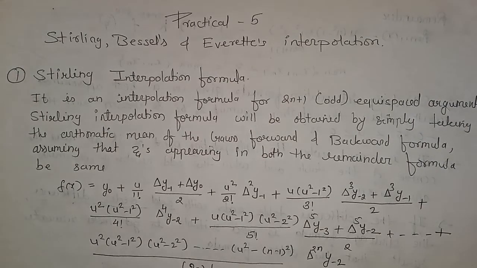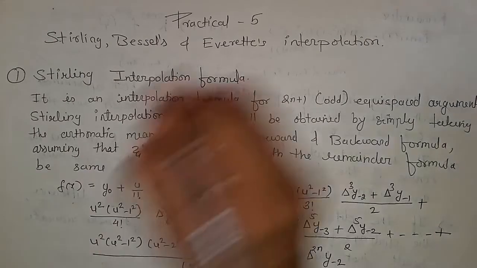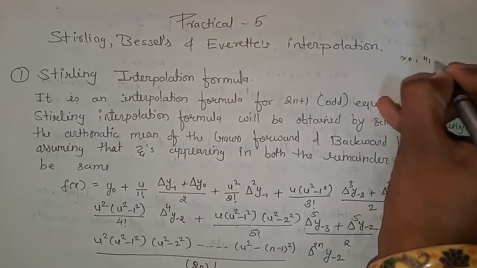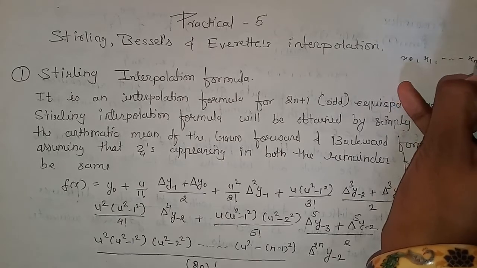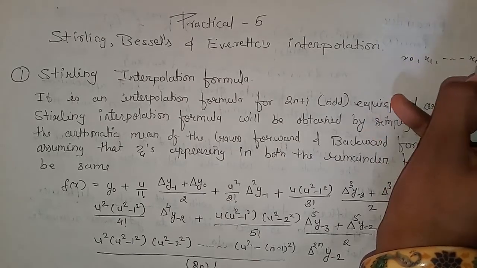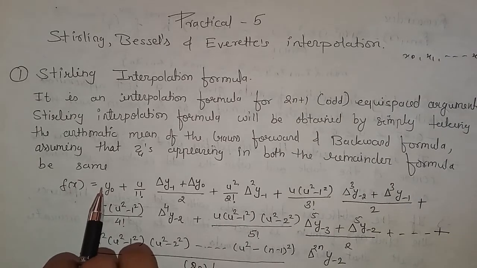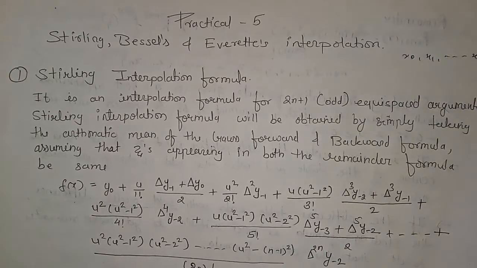It is an interpolation formula for 2n plus 1 equispaced arguments. That means if we have given tabulated values x0, x1, up to xn, and the number of values is odd, then we will use the Stirling interpolation formula. How is this formula formed? Actually, this is nothing but the arithmetic mean of the Gauss forward and backward formulas, assuming that the xi appearing in both the remainder formulas be the same. So this is the Stirling interpolation formula.